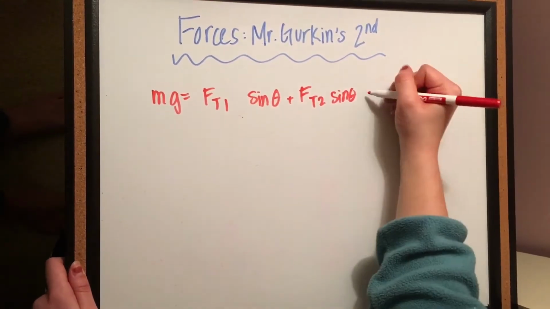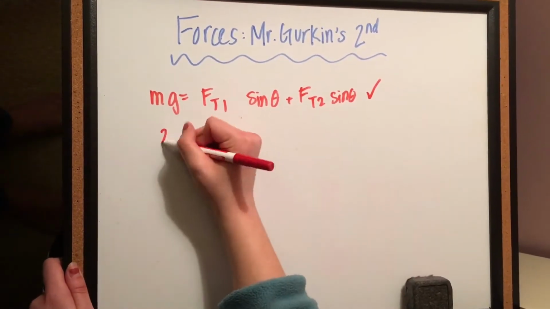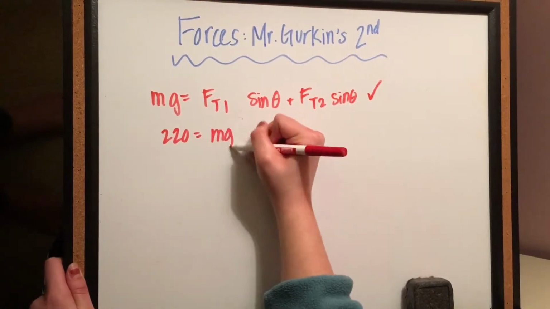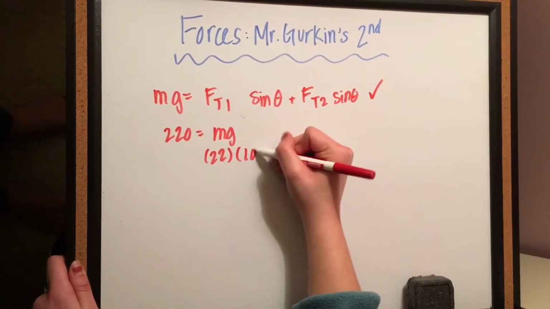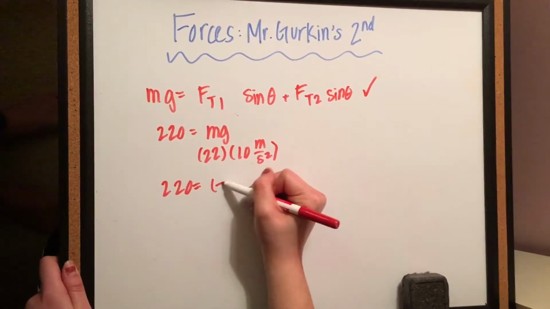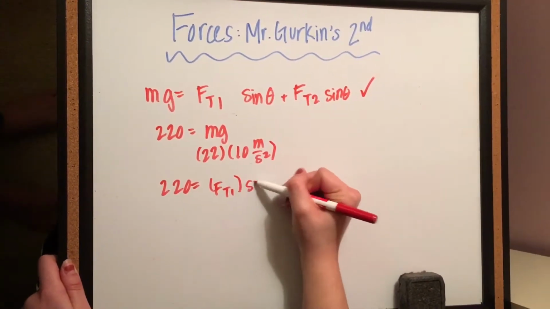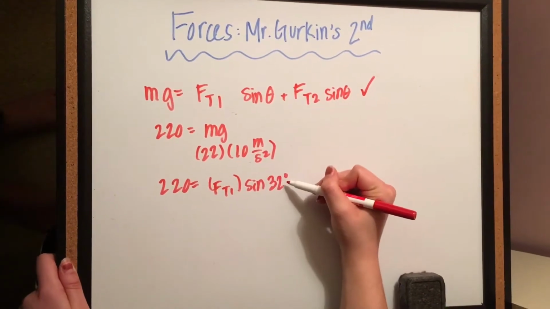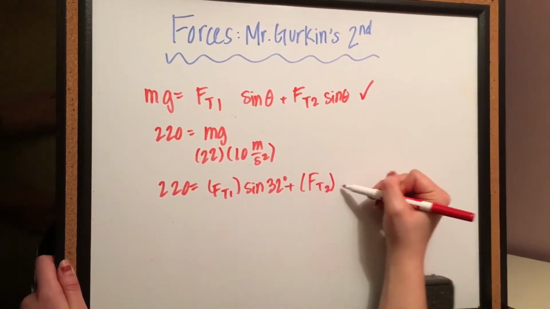Now that we got our equation right, let's go over why we're using 10 meters per second squared as gravity. We are doing this to round up and make all the math easier. So this means we get 220 for the mass times gravity. Now we'll be plugging our numbers into the equation that we just wrote.